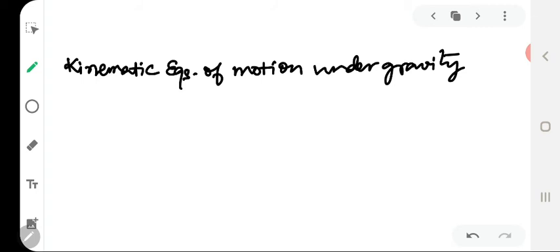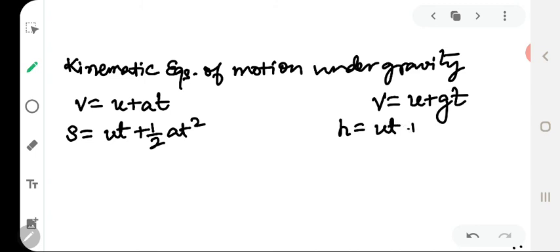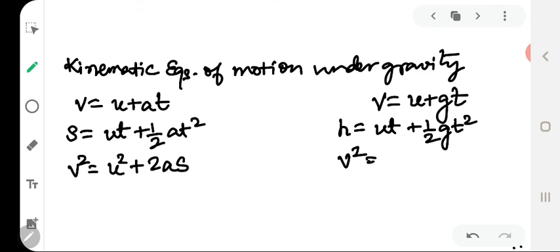So, accordingly, the kinematic equations of motion under gravity can be written as, like if you remember, we have written v equal to u plus at, which will now become v equal to u plus gt. Then we have done s equal to ut plus half at square, and in this case we can replace s with height h, and that will be written as ut plus half gt square. Then we had studied v square equal to u square plus 2as. So now we can write down v square equal to u square plus 2gh.